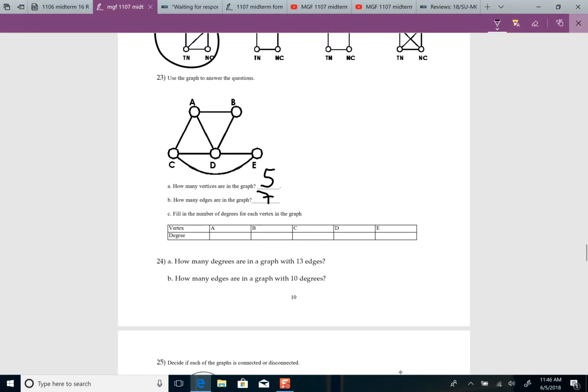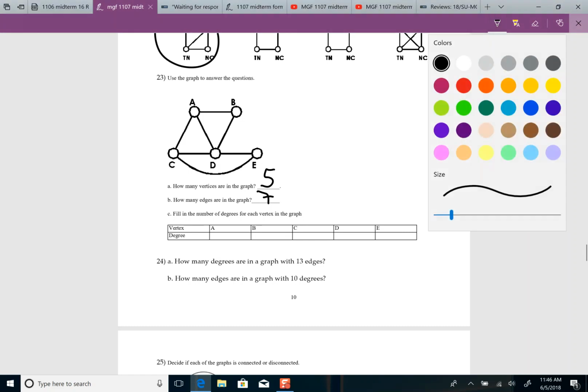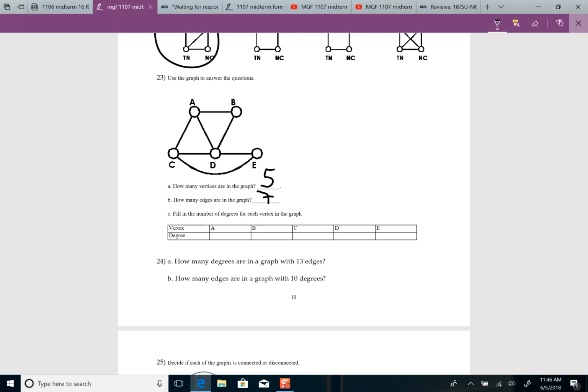Okay, so let's add my pen back. Alright, then it says for each of the vertices tell the degree. So in A I have 1, 2, 3. So how many edges does it touch? B touches 2. C touches 1, 2, 3. D touches 1, 2, 3, 4, and E touches 1, 2. So that's it on that one.